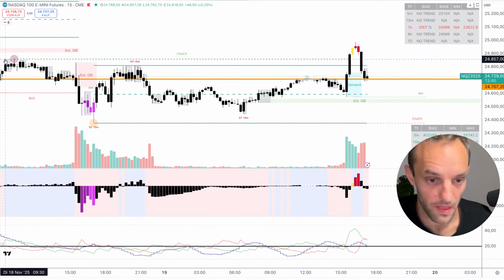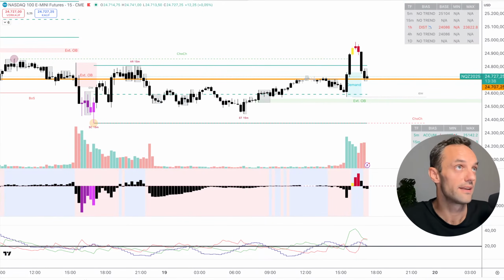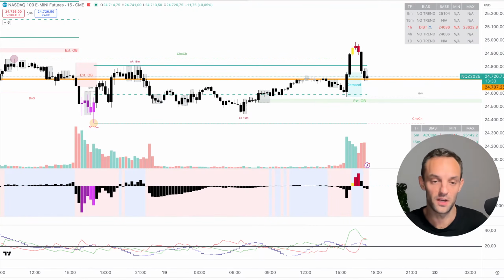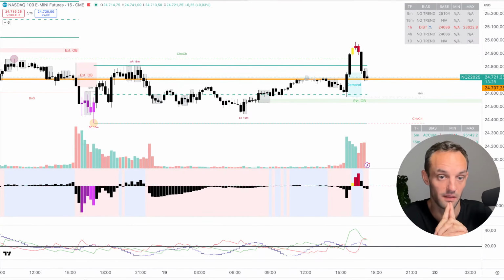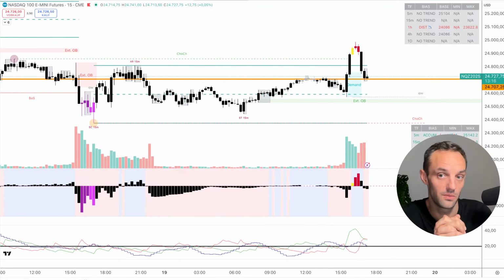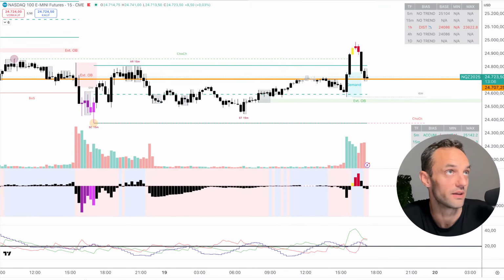So I hope you understood what I meant. If not, please make yourself comfortable with the auction market theory, with market orders and limit orders. Read something about this and how the price is moved by liquidity providers, by big market participants, institutional traders, because this is very, very important. Everybody needs to understand this.